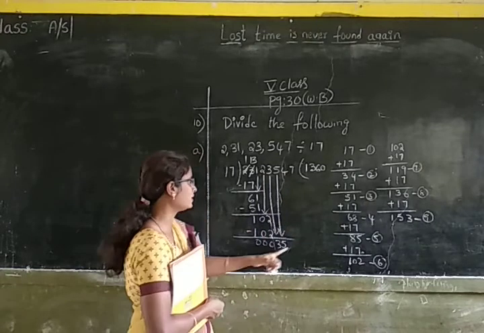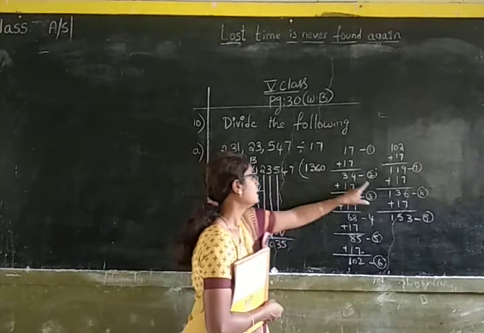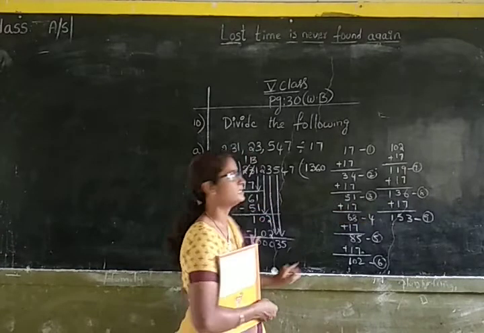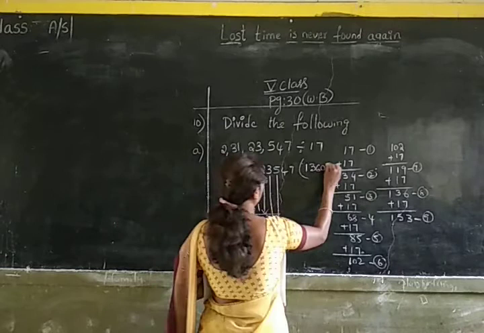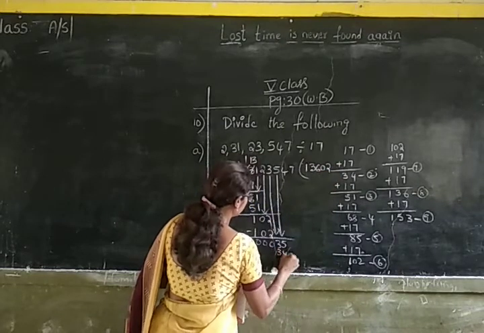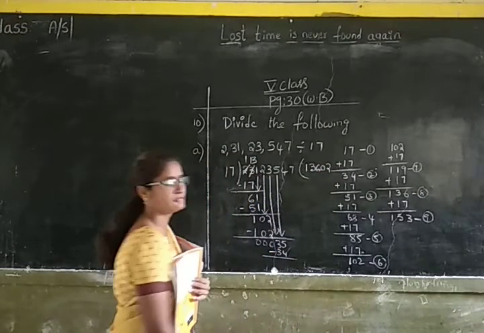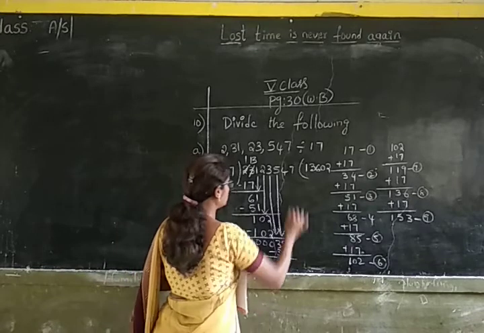Now how many times does 17 go in 35? If we take 51, it will be bigger. So you have to take 34. 17 twos are 34. 5 minus 4 is 1.